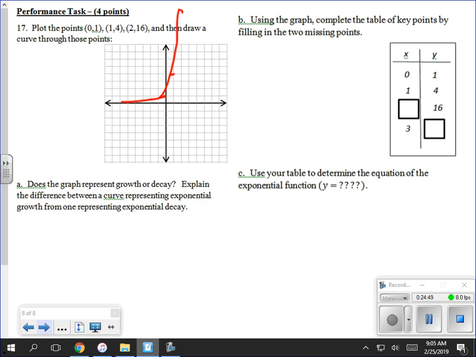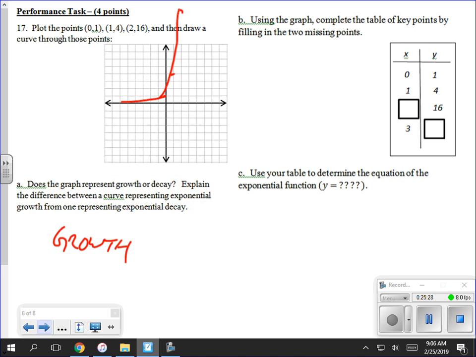Is this growth or decay? Is it getting larger or smaller as we go from left to right? Is it going up or going down? It's going up. It's growth. The points are getting larger. Even if you graph this incorrectly by plotting the points and making a straight line through them, which would be wrong, because it's not what an exponential looks like, you should still understand that that's growth because it's getting larger, not smaller. If it's getting smaller, then it's decay.